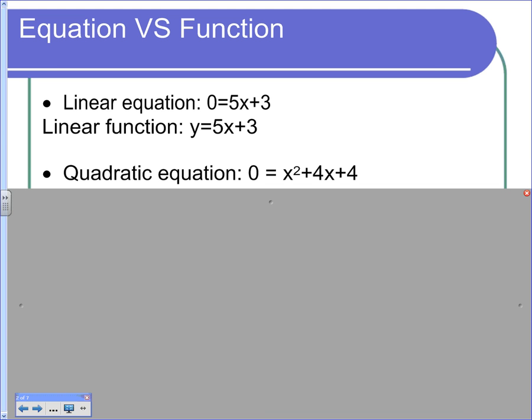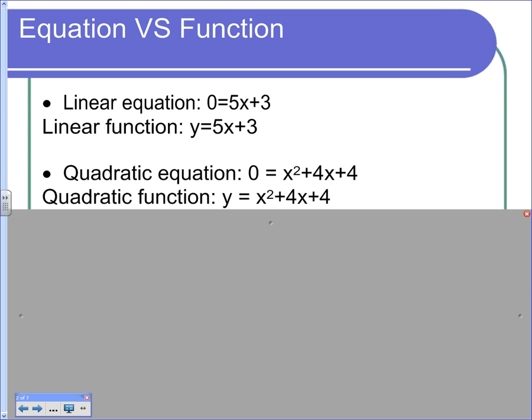A quadratic equation, we've dealt with those before, right? 0 equals x squared plus 4x plus 4. What would be an example of a quadratic function? Yes, y equals x squared plus 4x plus 4.